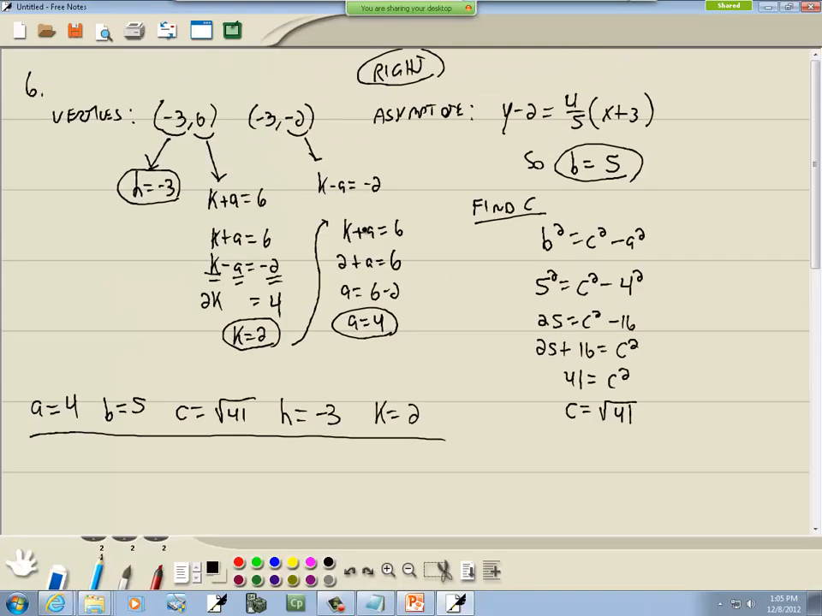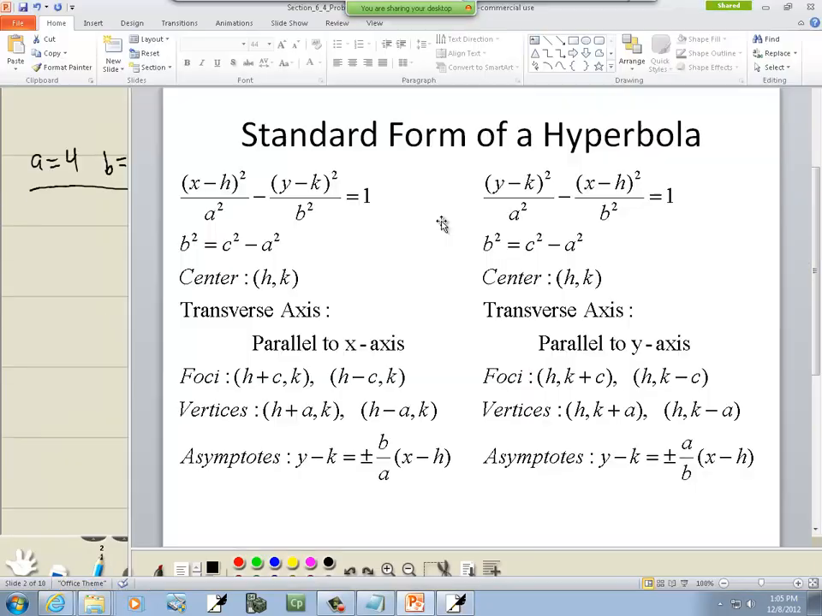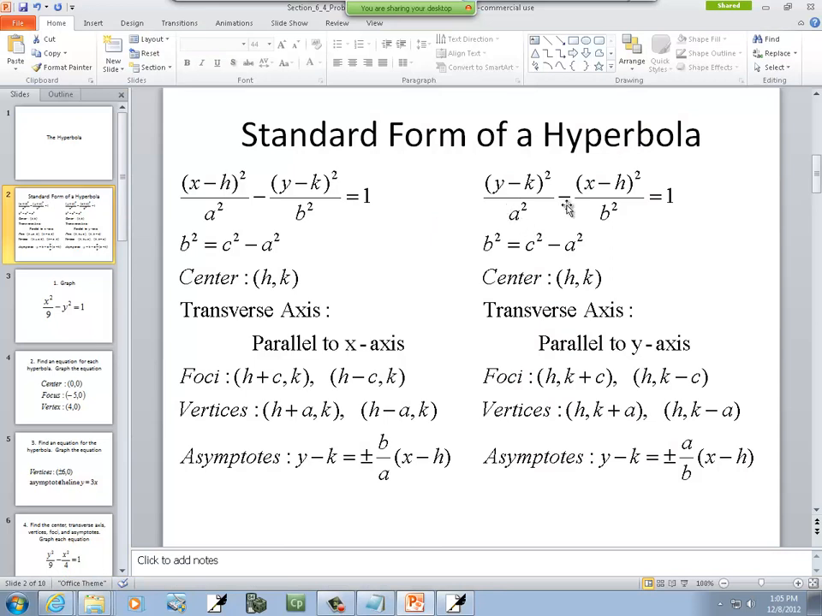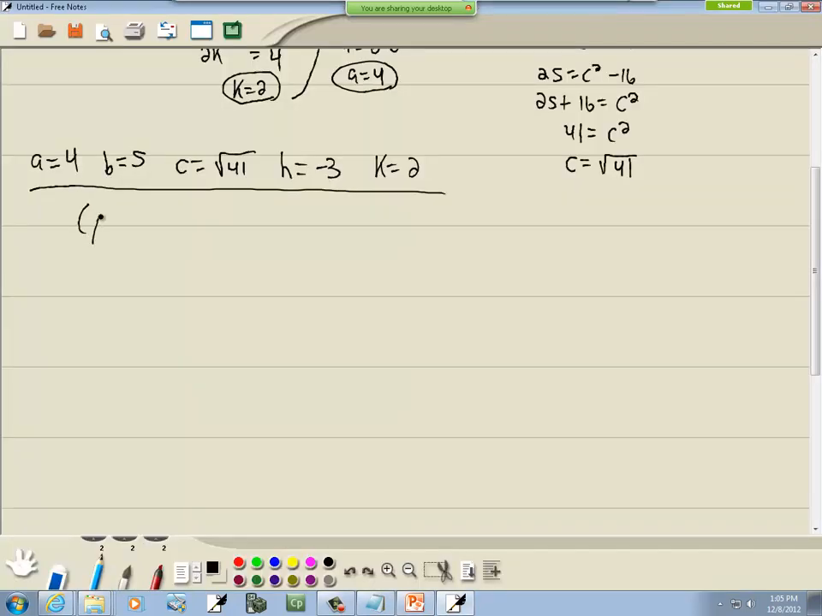Okay, which formula are we dealing with? We're dealing with the one on the right. The formula on the right looks like this: y minus k squared over a squared, minus x minus h squared over b squared equals 1.